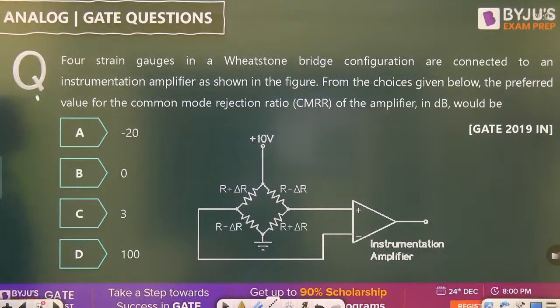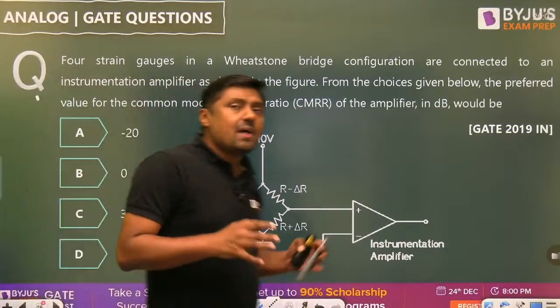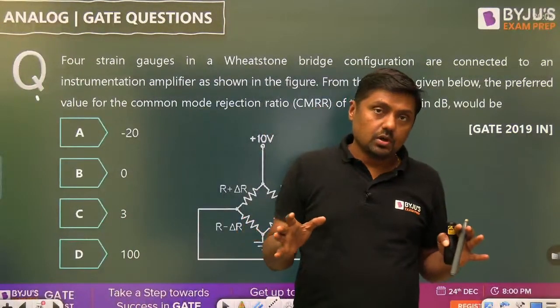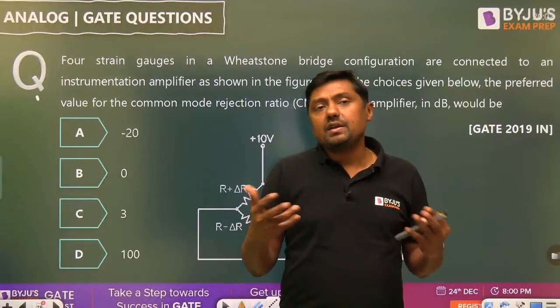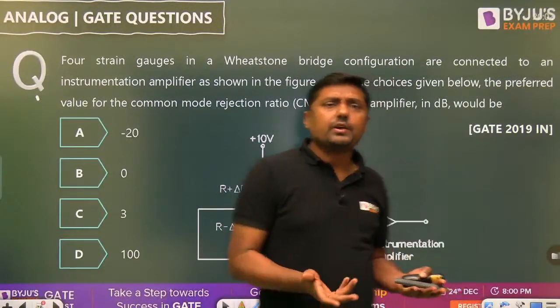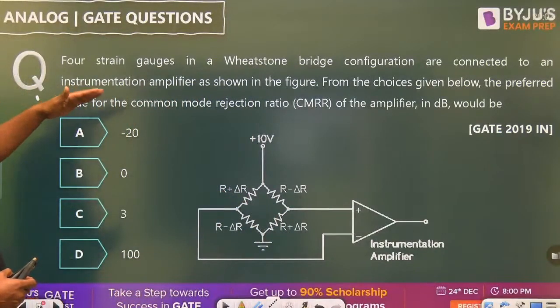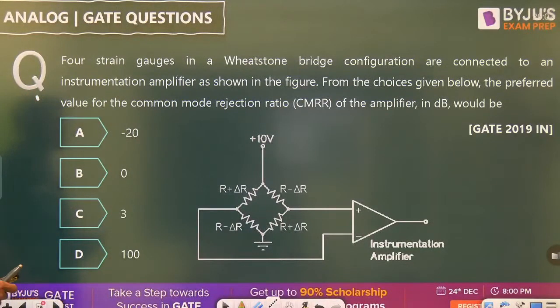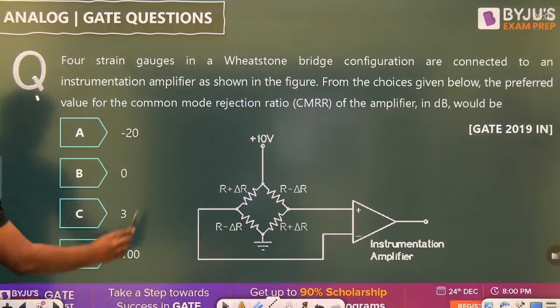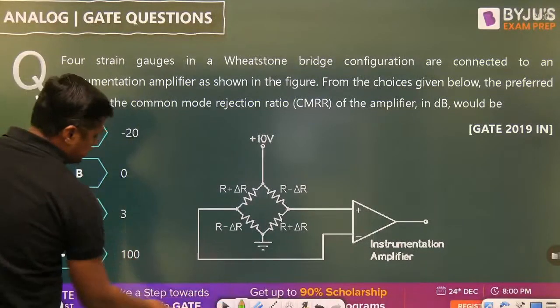Now, what should be the CMRR? CMRR should be infinite, or as high as possible. So in dB again it should be high. Which one is the highest? That is what is asked here. From the choices given below, the preferred value for the common mode rejection ratio should be as high as possible. This is the highest value, D. So D is the answer.